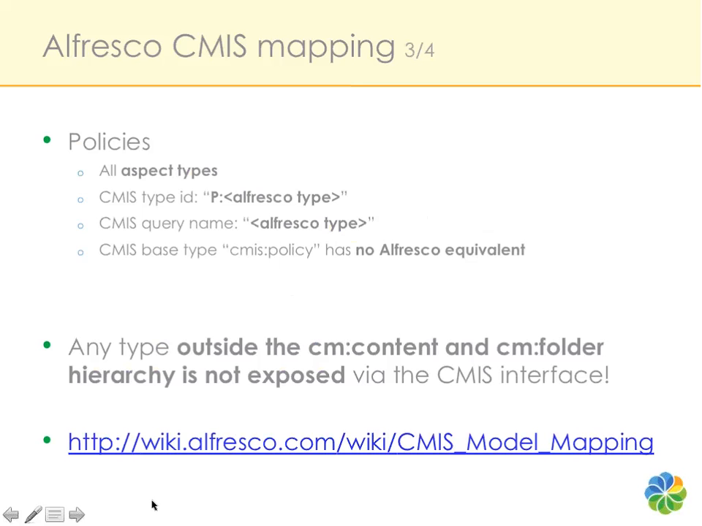The CMIS base type of course exists, but is also abstract, so there's no Alfresco equivalent, so you cannot assign an aspect CMIS policy to an object. That doesn't work. So in general, everything that's outside cm:content and cm:folder is not mapped to CMIS. There's a wiki page where you can read that again and even more, with all the details. And that's all I wanted to say about the Alfresco CMIS mapping.